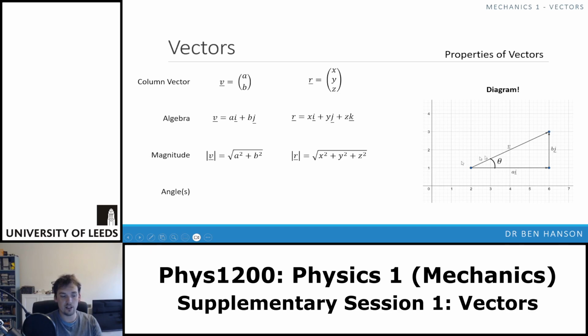Let's do some more trigonometry. The sine of that angle is opposite over hypotenuse. So sine theta is b divided by the magnitude of v. That's one way of getting the angle. But the more common way is to use the x direction. So the cosine, the cos of that angle, is a divided by the length or magnitude of v. That's the cos.